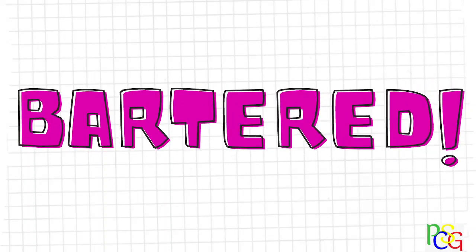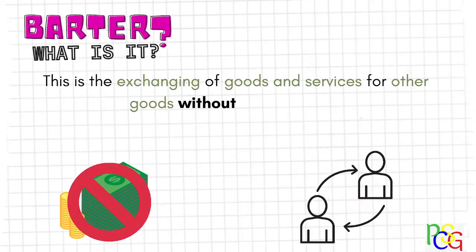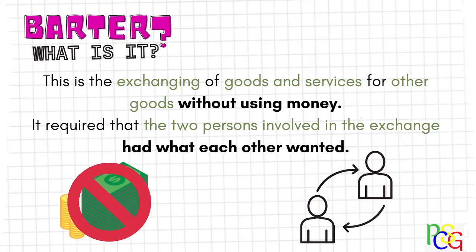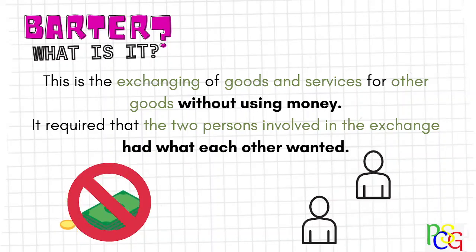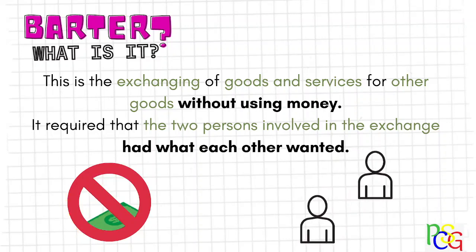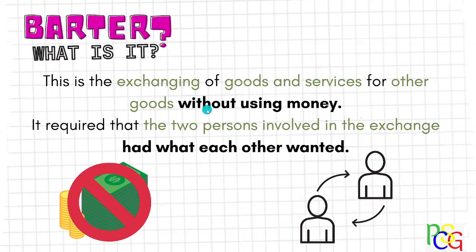This process is called barter or bartering. We can say that Mr. Brown and my household barter. Bartering is basically the exchanging of goods and services for other goods without using money. It requires that the two persons involved in the exchange have what each other wants. So the key things to note are that it is the exchanging of goods and services for other goods without using money, and that both persons involved must have what each other wanted.